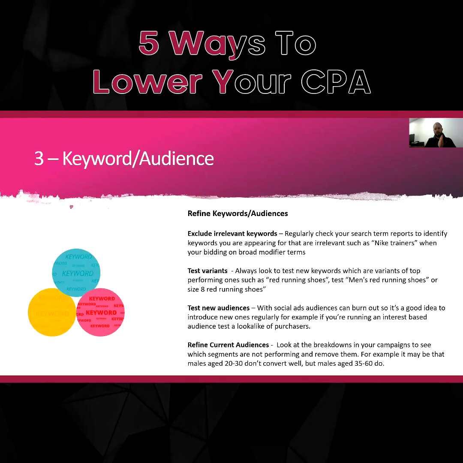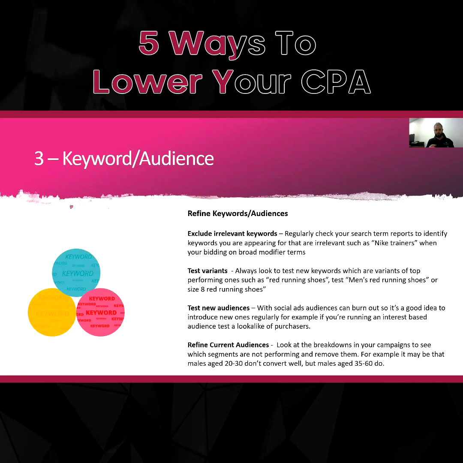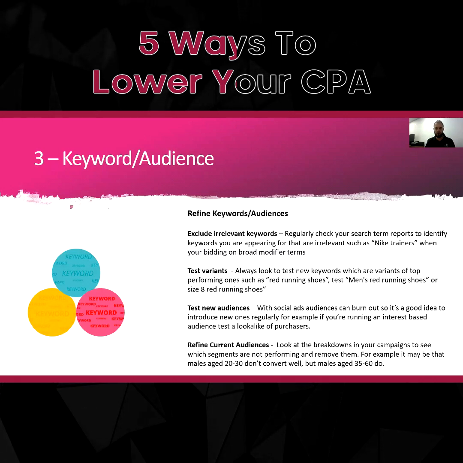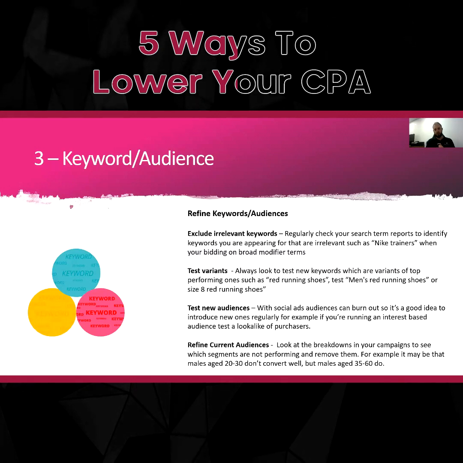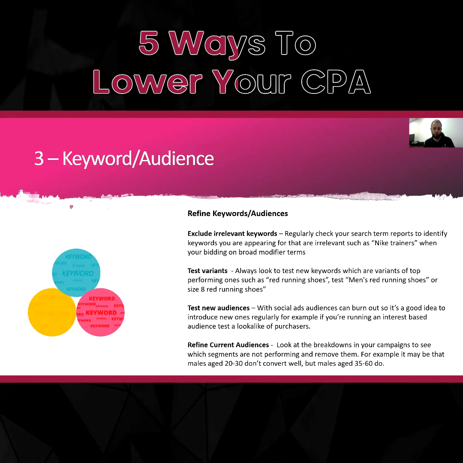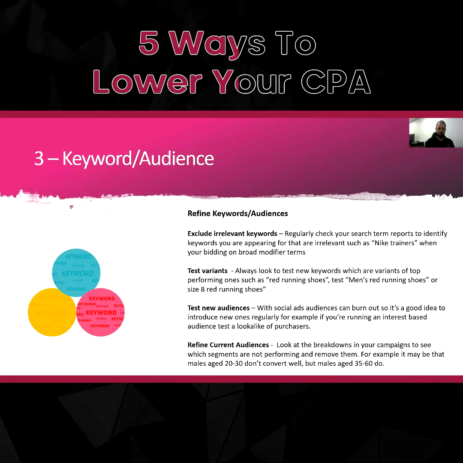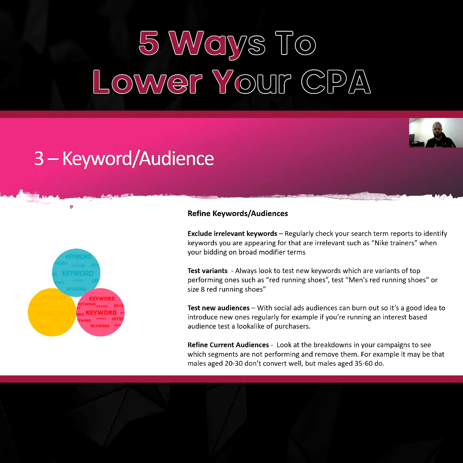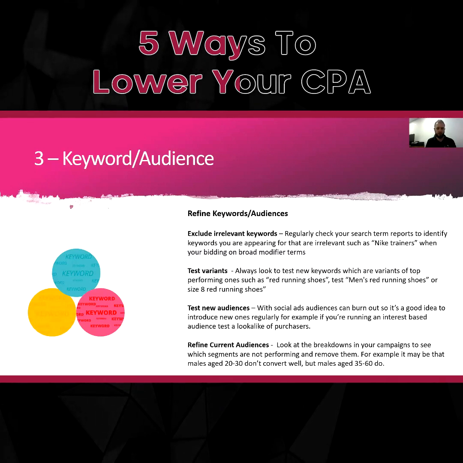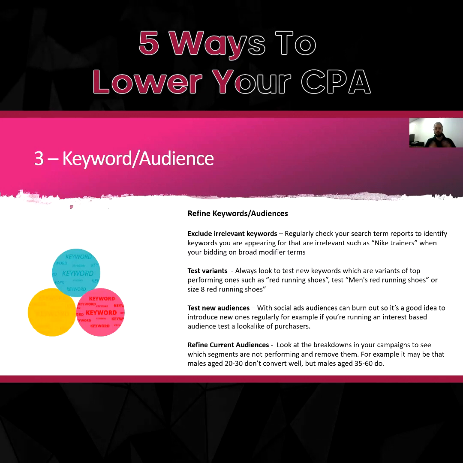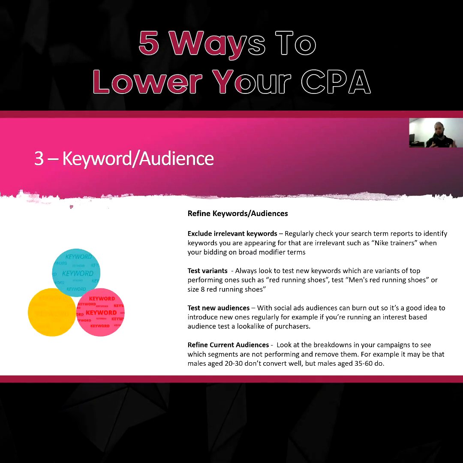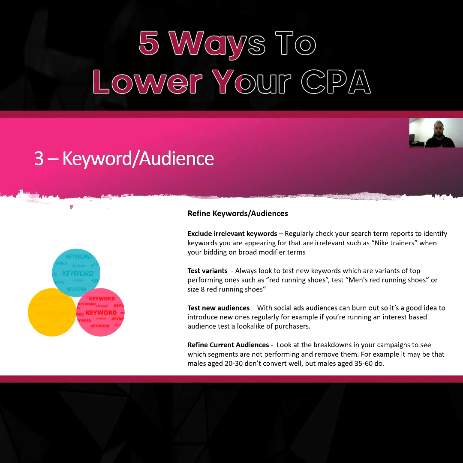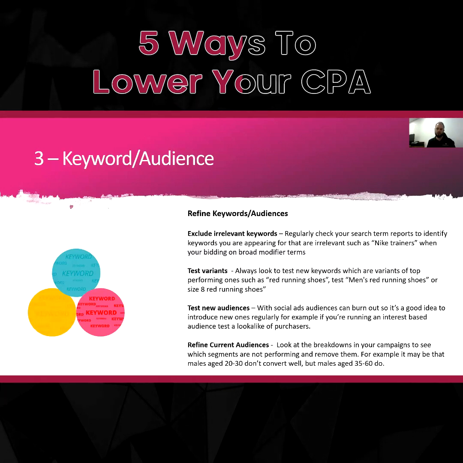Next thing as well is to look at variance. So look at your top performing keywords, and that might be, let's say for instance, red running shoes, but you might want to test things like men's red running shoes or size 8 red running shoes as well, just to test if they've got just as much clout as the main keyword that you're looking after. So variance is really important to look at when you've found some winning keywords as well. So look at variance around those top keywords.